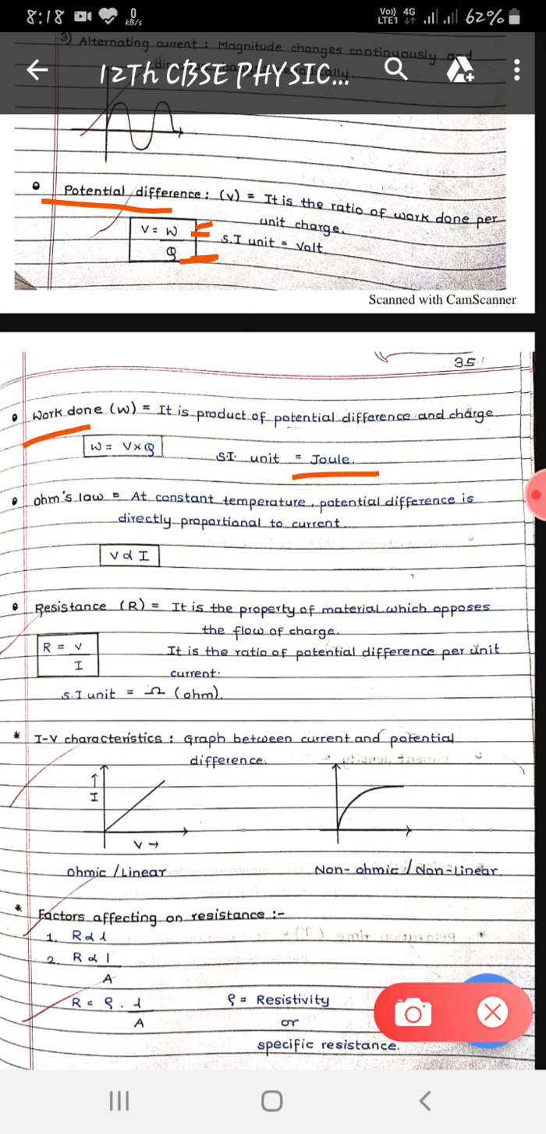Then we can say the potential difference is V. Similarly, the SI unit of potential difference is volt. It is measured in volts using a device called a voltmeter. So how do we define 1 volt? 1 volt is nothing but 1 joule per 1 coulomb. So we can write 1 volt equals 1 joule per 1 coulomb, because the SI unit of work done is joule, and the SI unit of charge is coulomb.